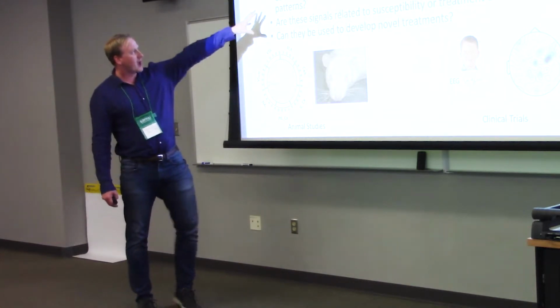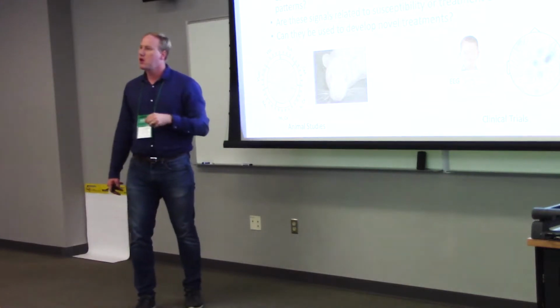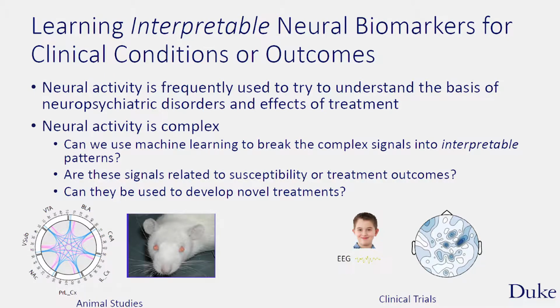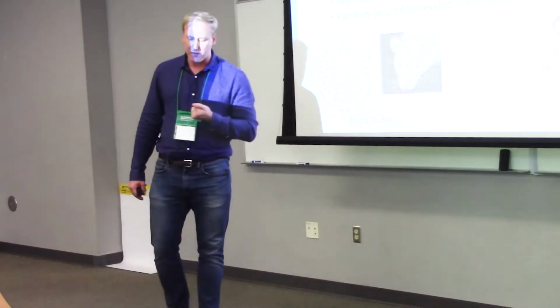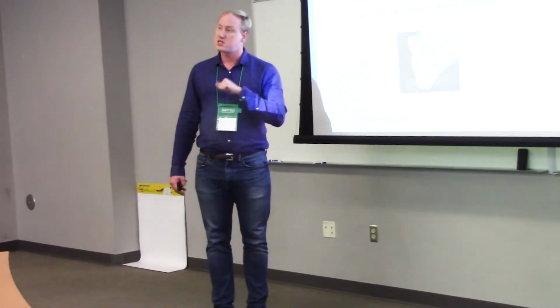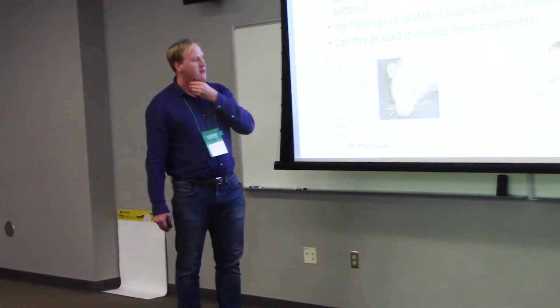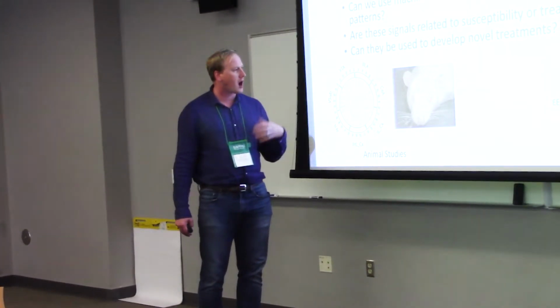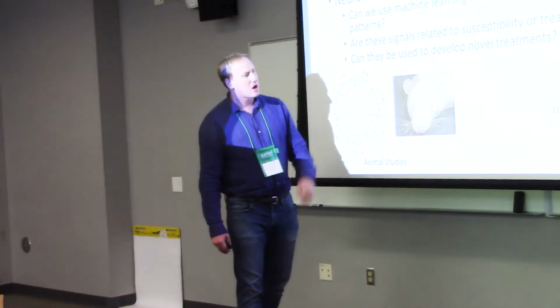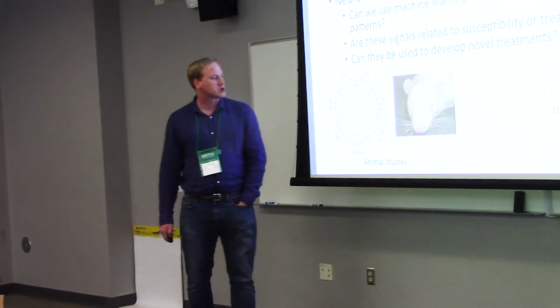So the question is, if we have really complex data that we're measuring out of the brain, can we actually break the complex signals into interpretable patterns that are useful for doing things like prognosis and predictions? And can we relate these signals to susceptibility or treatment? And this last one, which we're going to talk about, can it be used to develop novel treatments? So if we understand more about the brain, can we actually use that to design treatments and change treatment paradigms? I'm going to talk about this in two contexts. I'm going to start with animal studies, which is where I started this line of work. And I'm going to talk in particular about how we're trying to adapt it to clinical trials.